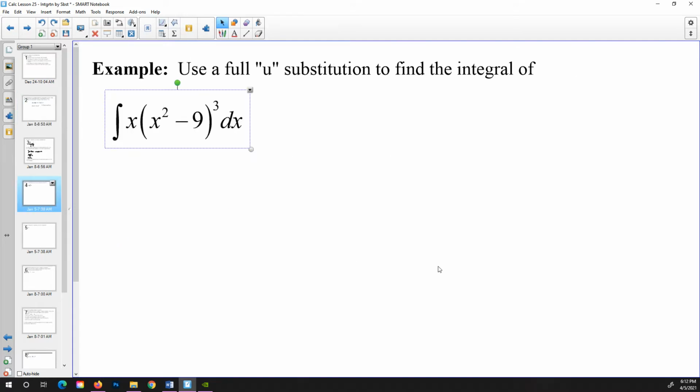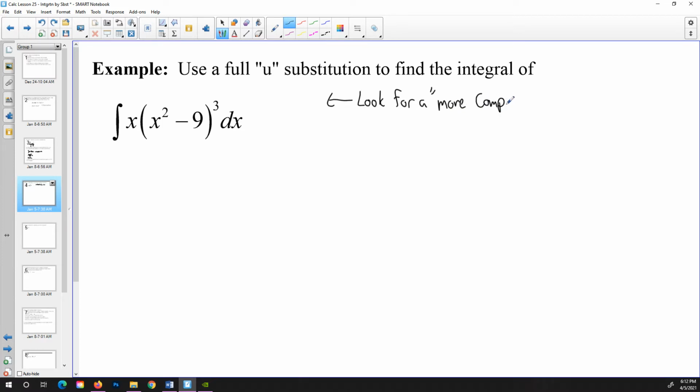So what does a full U substitution look like? Well, there is a guideline that we want to talk about. Look for a, quote-unquote, more complex inner function.